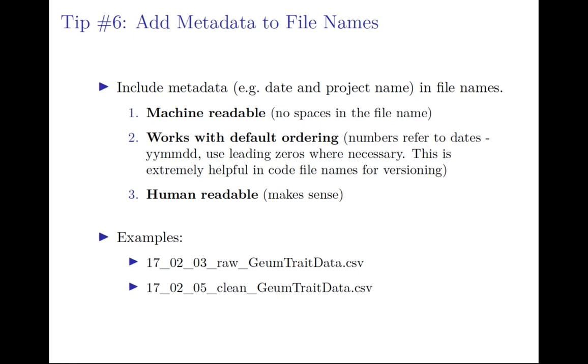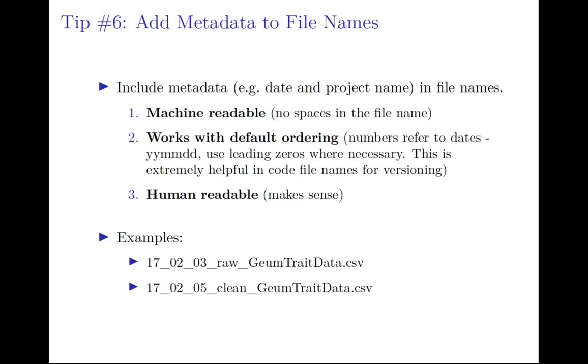And so tip number 6, you could add metadata to file names. We talked about metadata in FAIR data, where you have information about what your data really means. You could include things like the date and project name in the file name. The reason this is helpful is because, one, it's machine readable, right? No spaces. You should have no spaces in your file names.